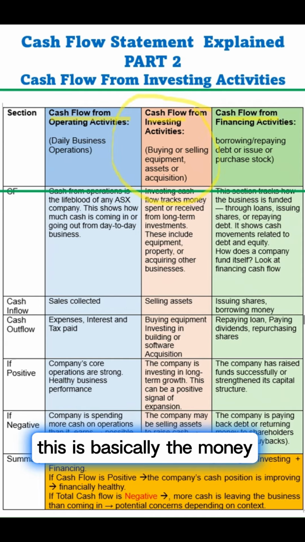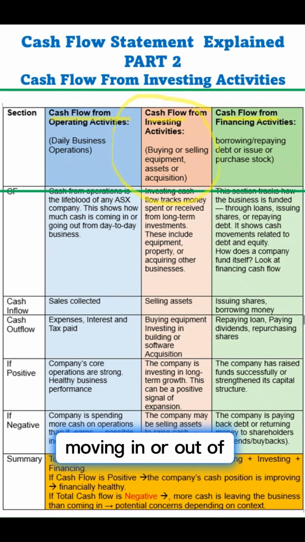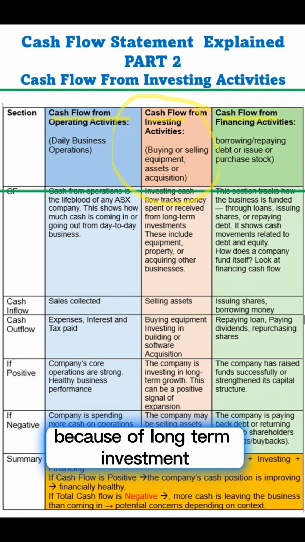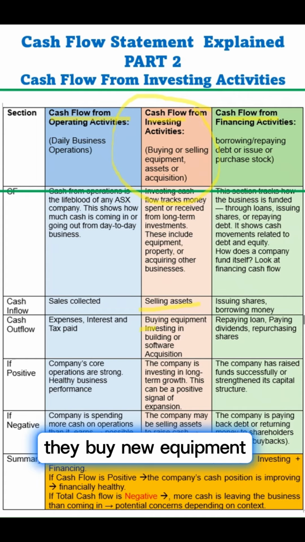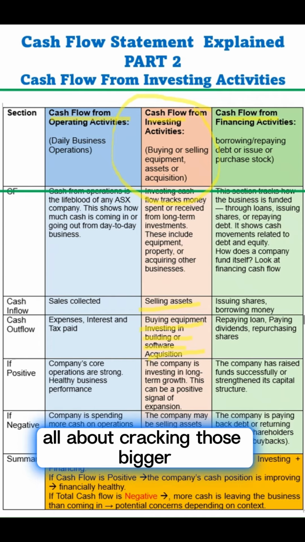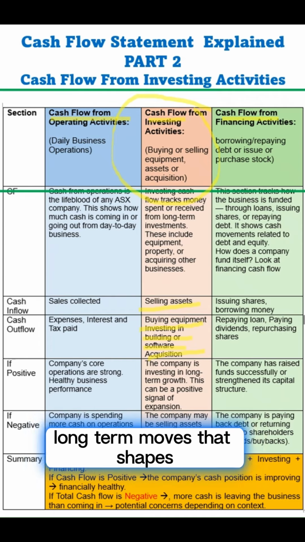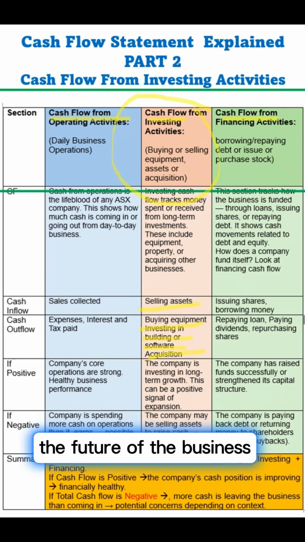This is basically the money moving in or out of the business because of long-term investment. For example, when a company sells an asset, that's cash coming in. On the flip side, when they buy new equipment, invest in a building, or even purchase software, that's cash going out. So investing cash flow is all about tracking those bigger long-term moves that shape the future of the business.